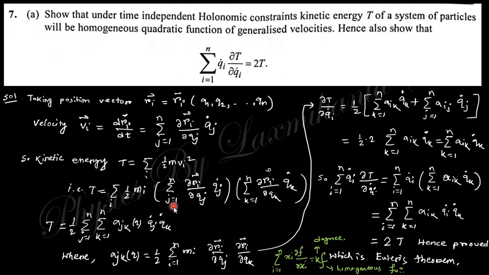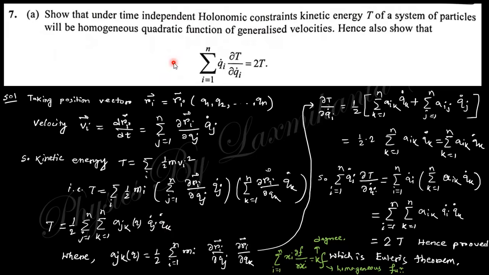If you take this portion, the summation of this r_i with respect to this one, take it as a_jk, the coefficient of q_j dot q_k. So we can see this satisfies the quadratic function, because there are two summations, over j and over k. That's why this is a quadratic function.